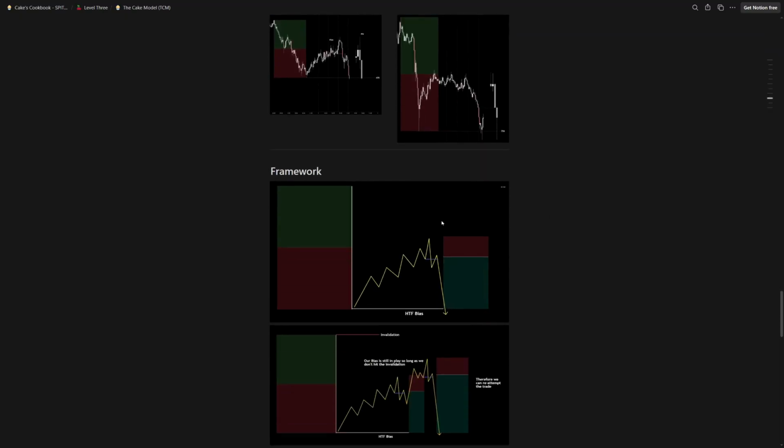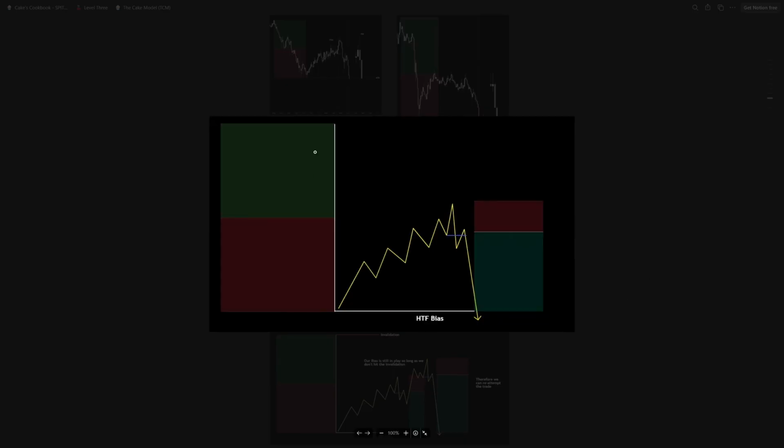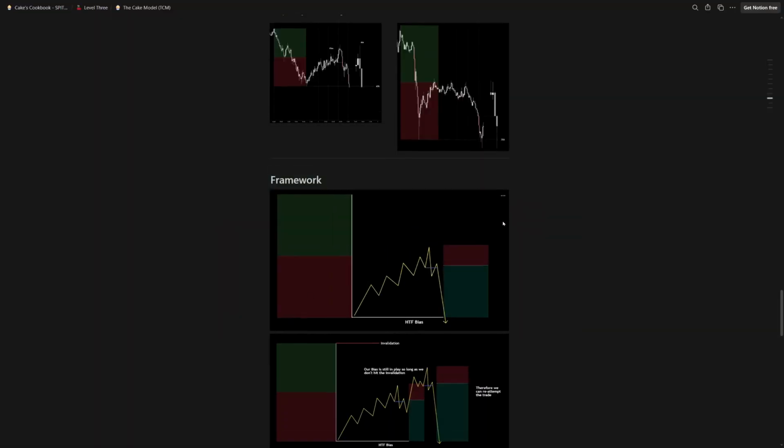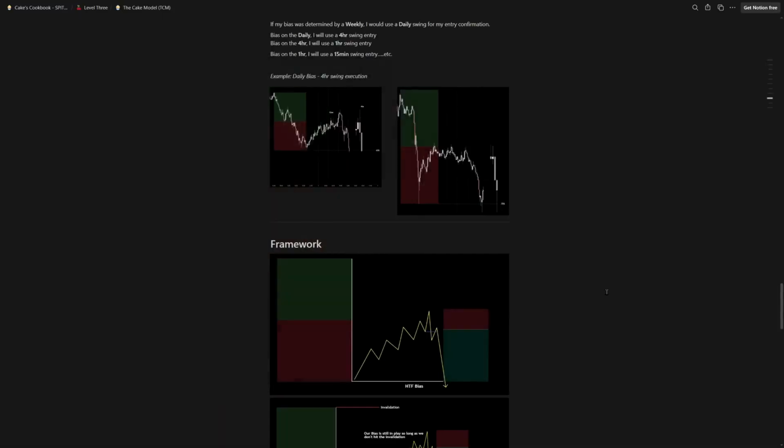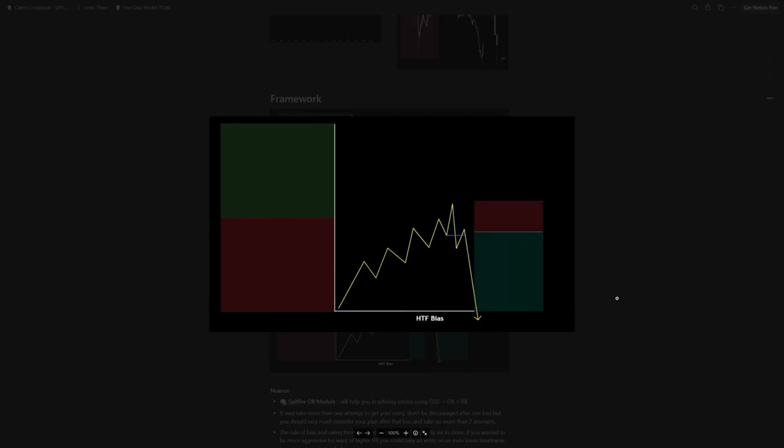So this is the framework. Okay, so here is a very, very simple framework, and you can see it's pretty much exactly what you're looking at right here. This is how we would use this model. It couldn't be simpler. It really, really couldn't.